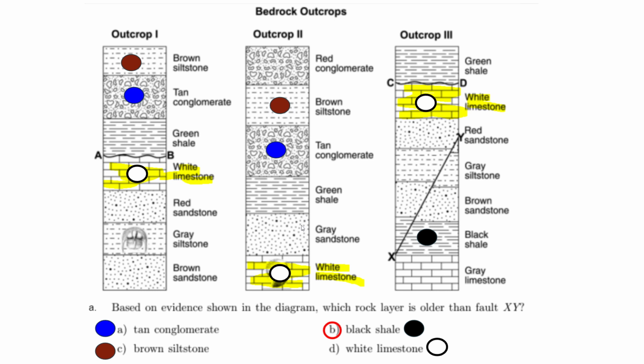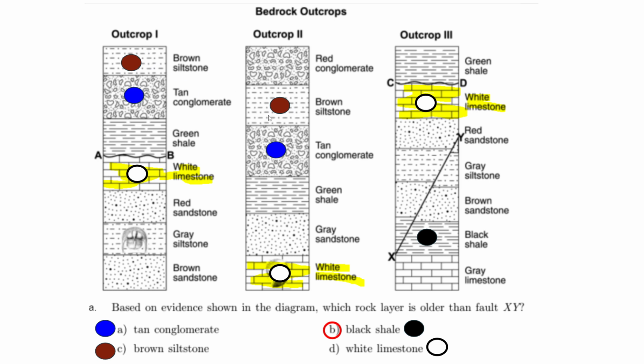But after gray sandstone was deposited in outcrop 2, green shale was deposited. And notice you can find green shale here and green shale here as well. So white limestone, green shale, green shale, okay? And notice after green shale in outcrop 1, we have tan conglomerate. We also have tan conglomerate after green shale in outcrop 2. We don't have it in outcrop 3. Maybe nothing else got deposited in this area after green shale.